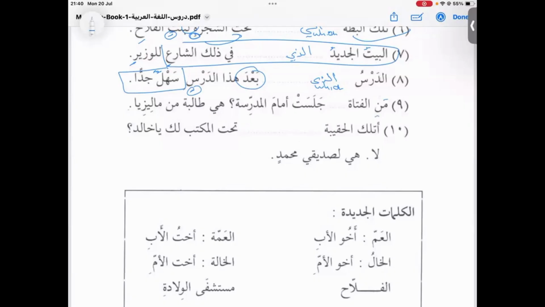Man, it's a question. Man il-fatat, who is the young girl? Allati, who jalasat, sat, amam al-mudarrisati, in front of the teacher. Hiya talibatun. Hiya, she is talibatun, a student, min Malaysia, from Malaysia. It's the khabar.